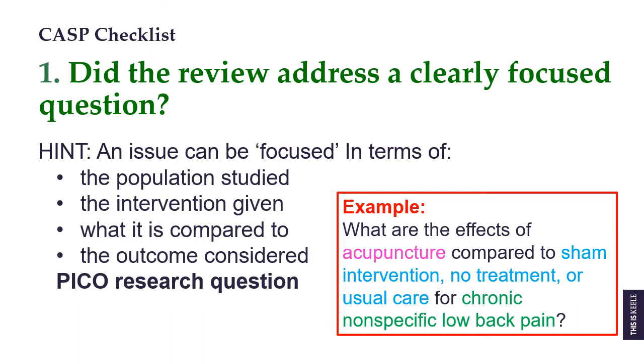In the example I've given here, P is people with chronic low back pain. The I is acupuncture. C is the sham intervention, no treatment or usual care. And there is no outcome in this specific question, but you could have an outcome that's either pain or function or some other particular outcome of interest. It's quite a balance with setting a systematic review question. They need to be quite focused to be able to answer them, but not so focused that no relevant information is found.